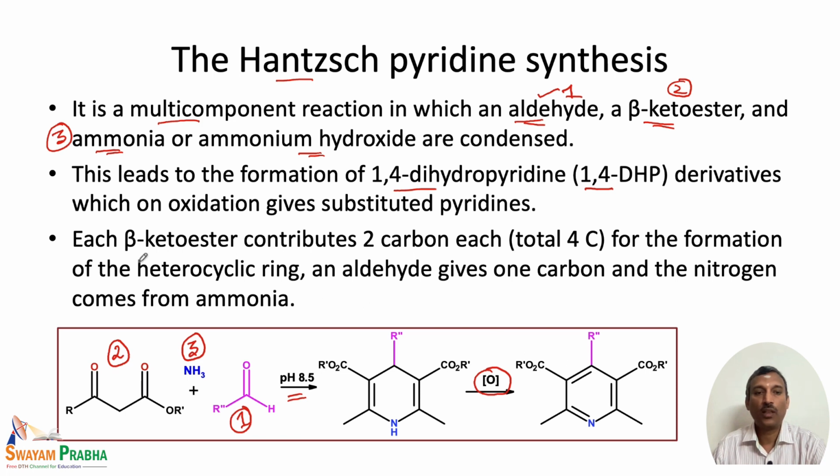So, here if you look at it, the pyridine unit has 5 carbon atoms and 1 nitrogen atom. So, how the carbon and nitrogen are distributed in this particular case: 2 carbon atoms from each beta ketoester, that means a total of 4 carbon atoms present in the pyridine ring come from the beta ketoester. 1 carbon comes from the aldehydic unit, and the nitrogen heteroatom comes from ammonia. So, these are the ways by which the heterocyclic ring is constituted or formed from the various starting materials.